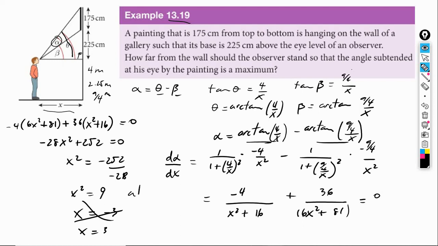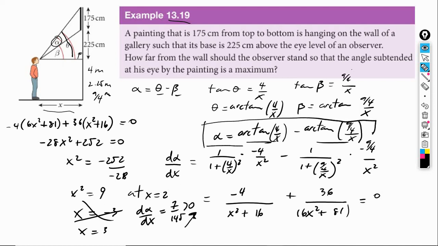So at x equals 2, you're going to get that the derivative will equal 7 over 145. So this is greater than 0, obviously. So that means that the slope of the graph is going up. So the slope of the graph for this expression right here for alpha would be going up.